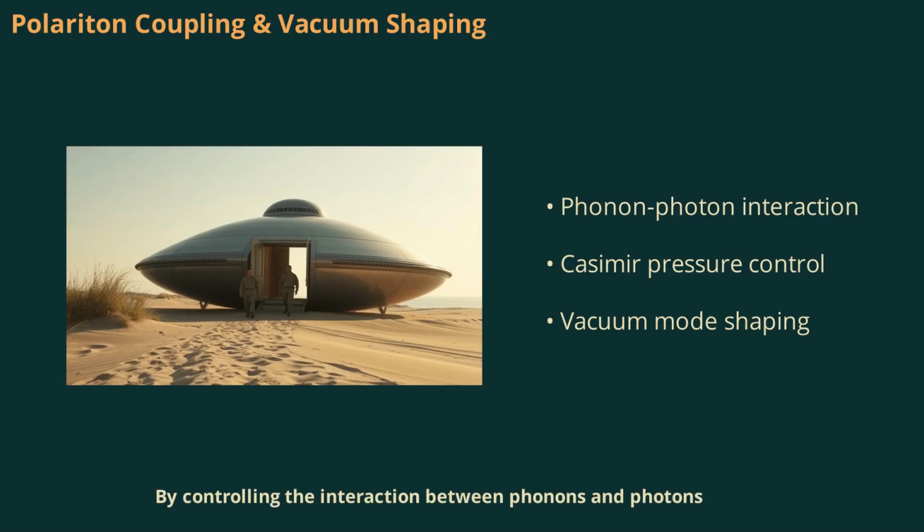Another breakthrough in the H-PLGD is the use of polariton coupling and vacuum pressure modulation. By controlling the interaction between phonons and photons, the system can shape the local vacuum mode density. This is achieved through Casimir pressure modulation, which produces net forces on the lattice. Such control over the quantum vacuum enables new forms of propulsion and field manipulation, further expanding the craft's capabilities.